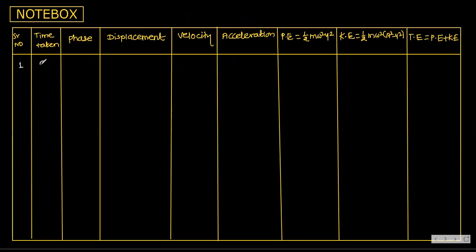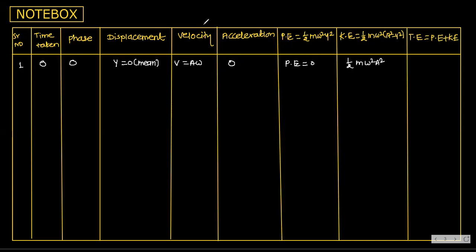This is serial number 1. Time taken is 0. Phase is 0. Displacement y is equal to 0, which is at mean position. Velocity will be maximum, that is a omega. Acceleration is 0 at mean position. Potential energy: y is equal to 0 means potential energy is also 0. Kinetic energy: here y is equal to 0, so you will get half m omega square a square.